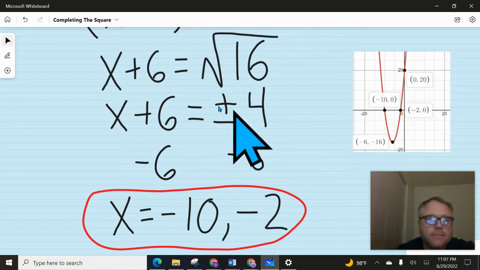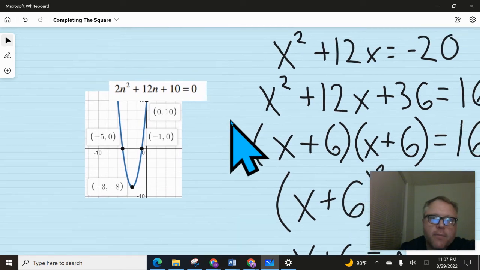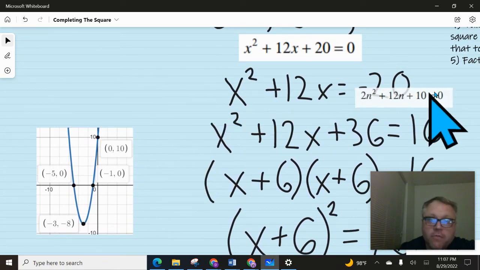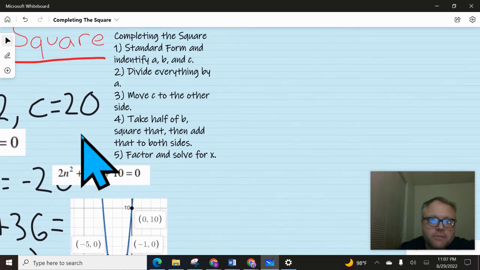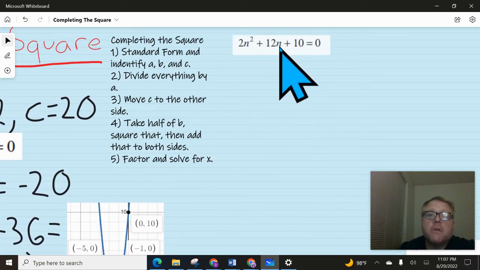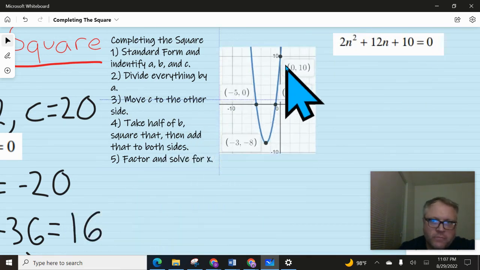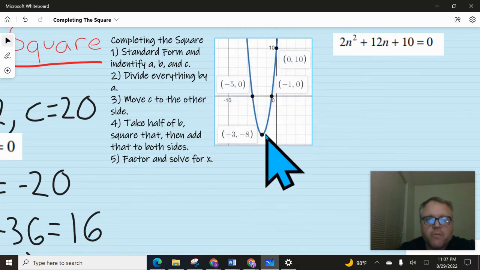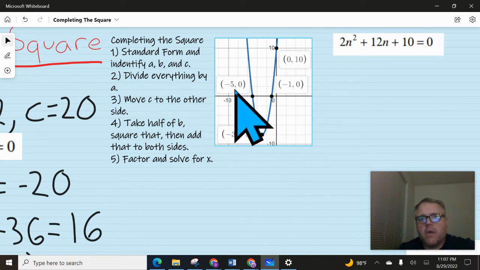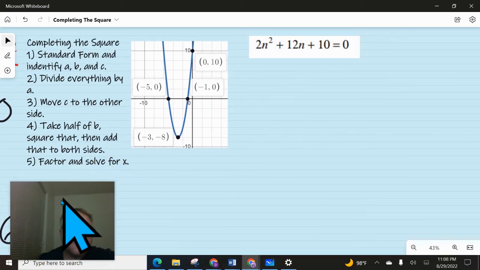Nice. All right, step up the difficulty a little bit. We'll take this other problem and move it over here so we can reference the completing the square procedures, and we'll bring our graph with us. So we already know what our answer should be, right? When y is 0, x is negative 5 and negative 1. Let's complete the square and see what happens.